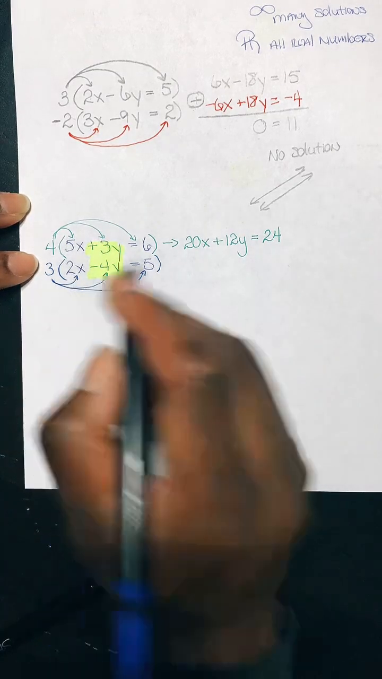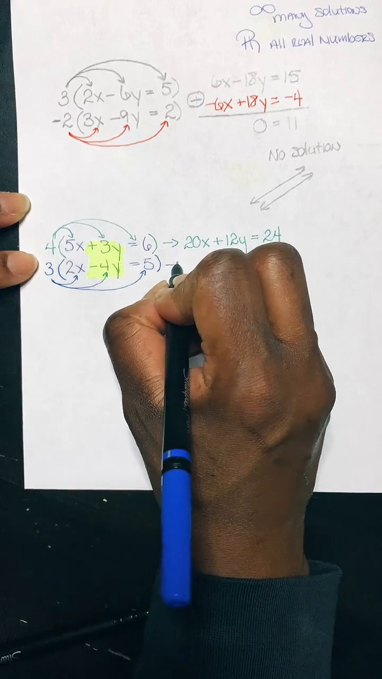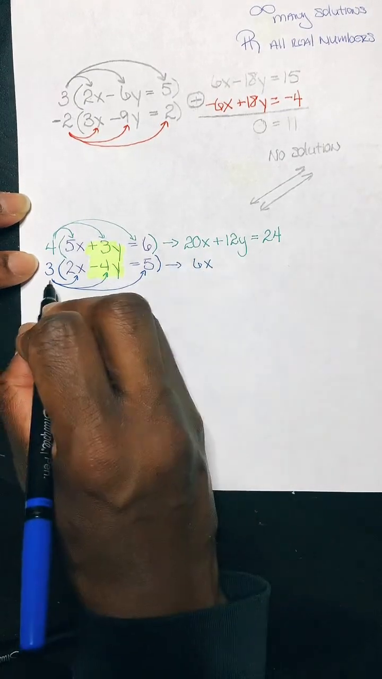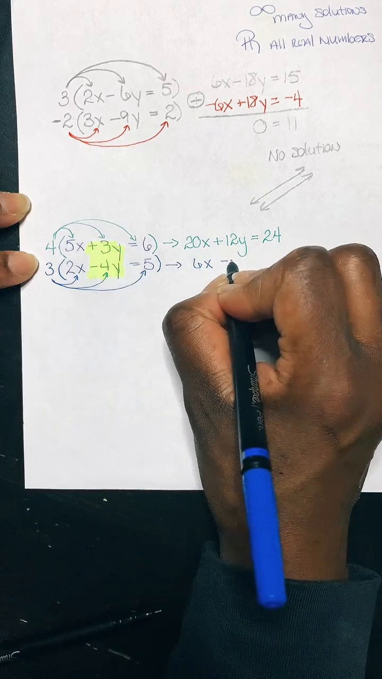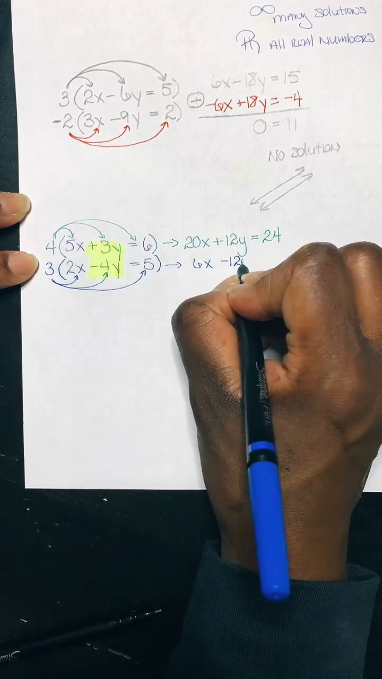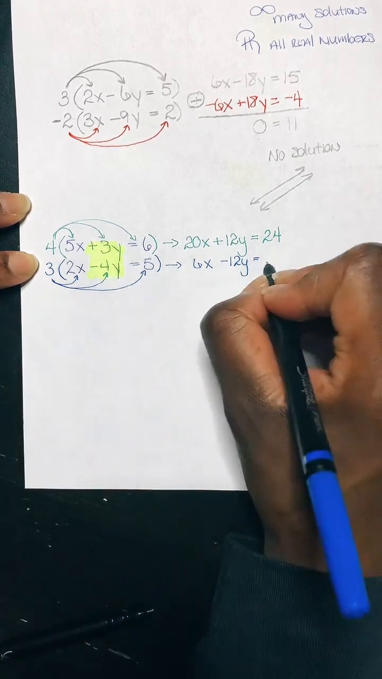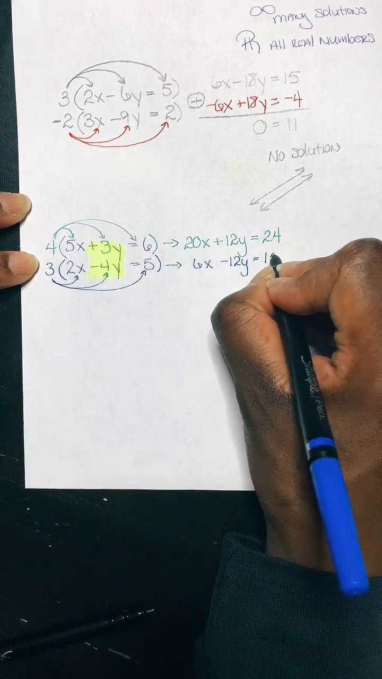So 3 times 2x, that's my 6x. 3 times negative 4, that's my negative 12y, equals 3 times 5, that gives me my 15.